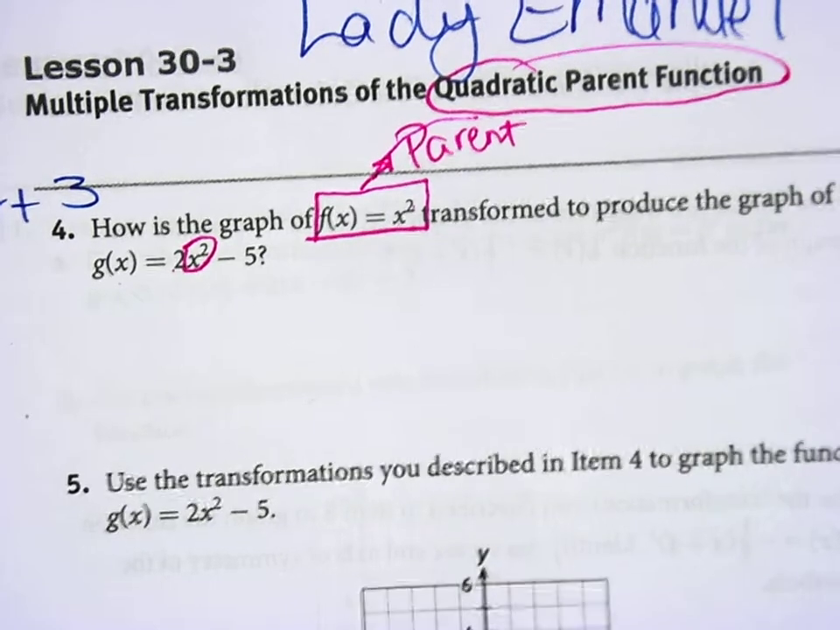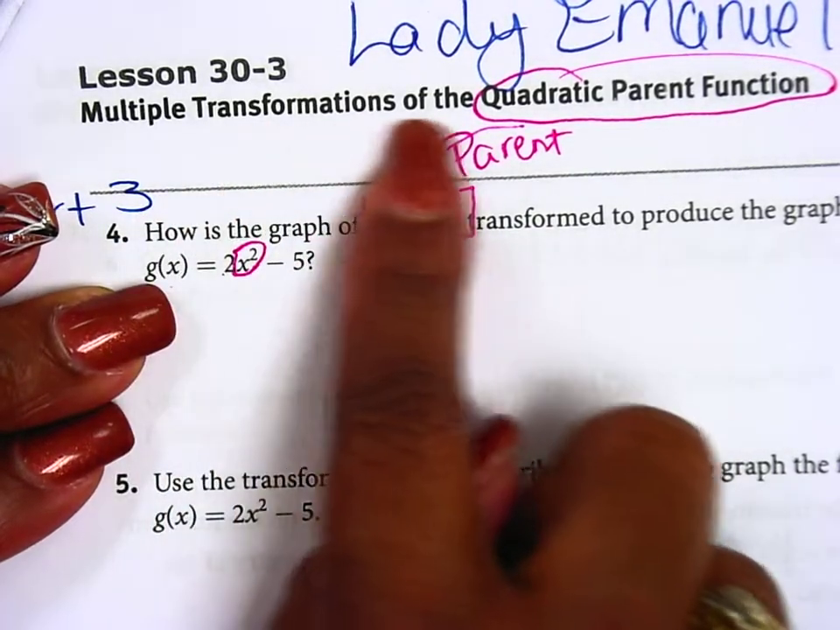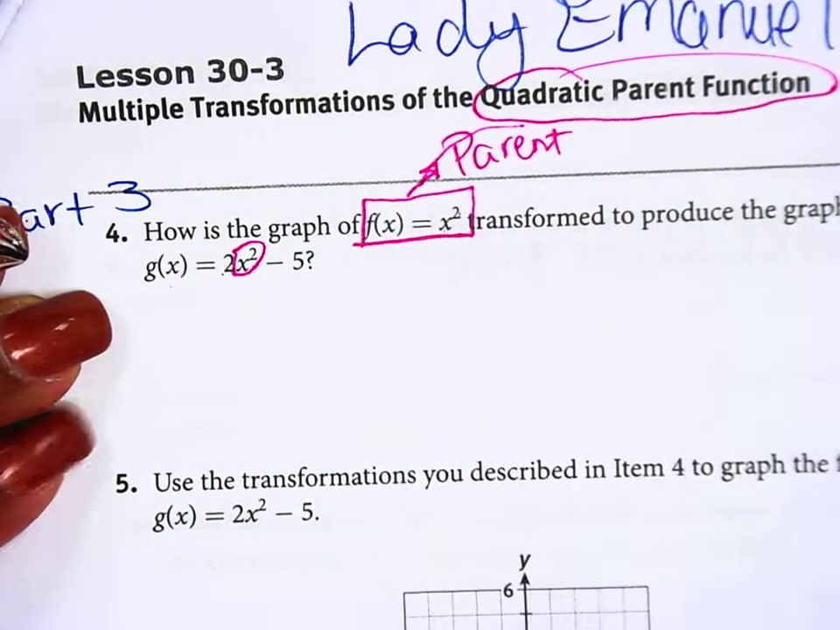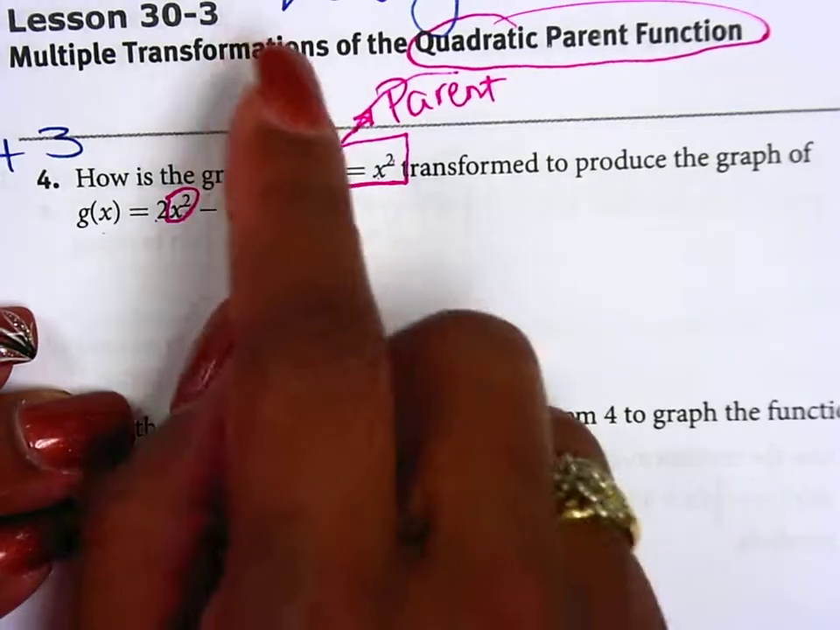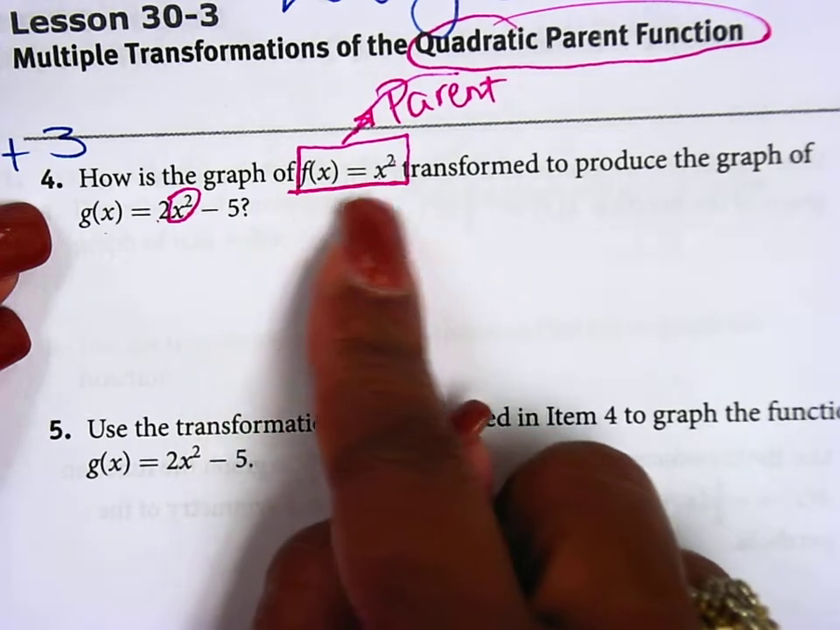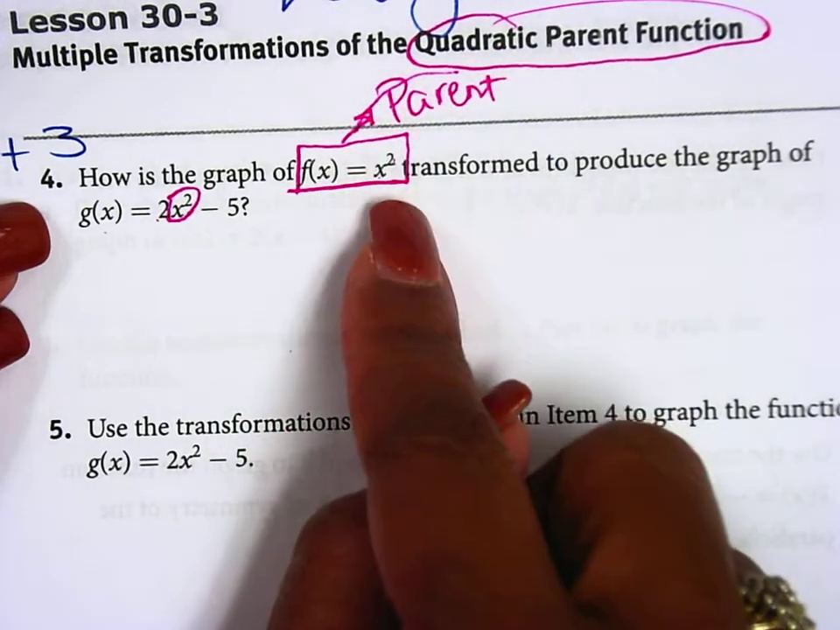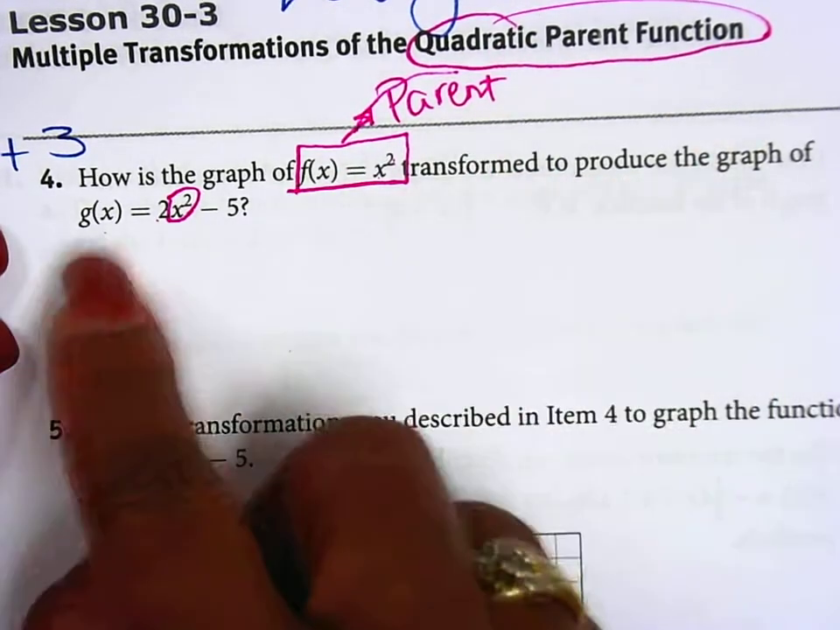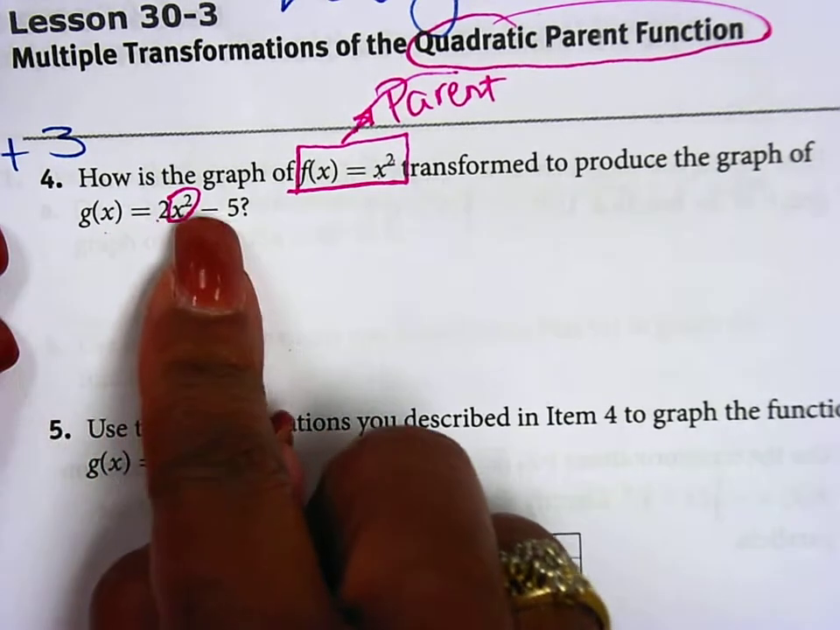Coming to you with part three of multiple transformations of the quadratic parent function. I made a blooper, so I started over. Here is the graph of f of x equals x squared, which is the parent function for quadratic, transformed to produce the graph of g of x equals 2x squared minus 5.